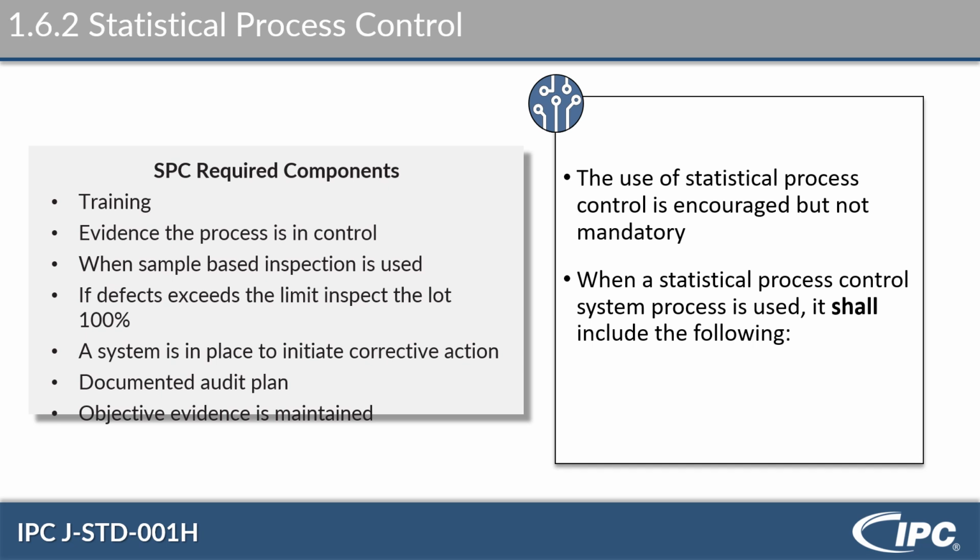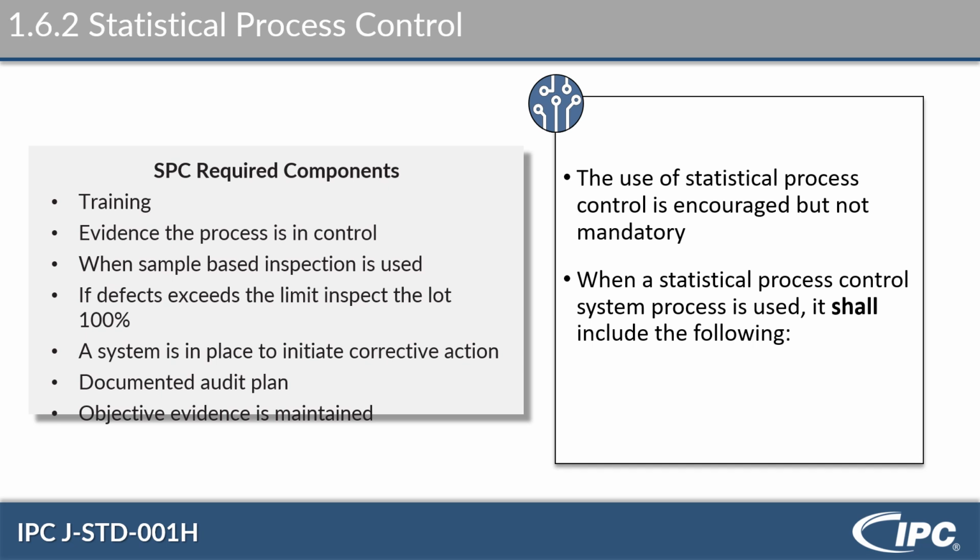If a defect exceeds the limit, inspect the lot 100%. So say you have a group of 100 boards and your inspection rate is 5%, and you're only allowed to fail one of those 5. And you're looking and you see 2 of them with defects. You have failed your threshold limit. Now you have to inspect all 100 of those boards. Okay, inspect the lot 100%.